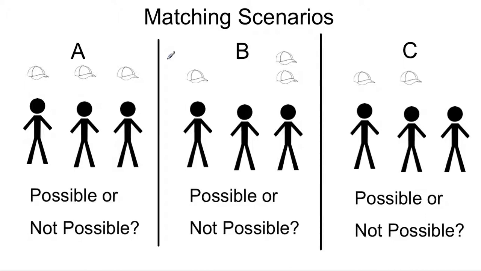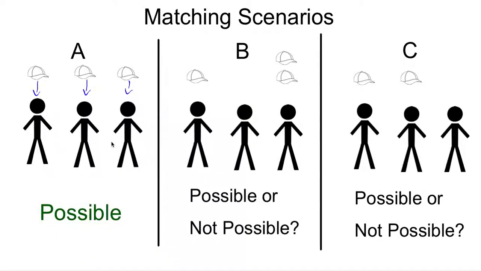The best scenario to think about all this is people wearing hats. So in scenario A, there are three hats and three people. Each person is wearing one hat. So you can see that each hat is matched to each person. Is this possible or is it not possible? Hopefully we can see this is possible. Makes sense, right? There are three hats and three people. Each person could be wearing one hat.